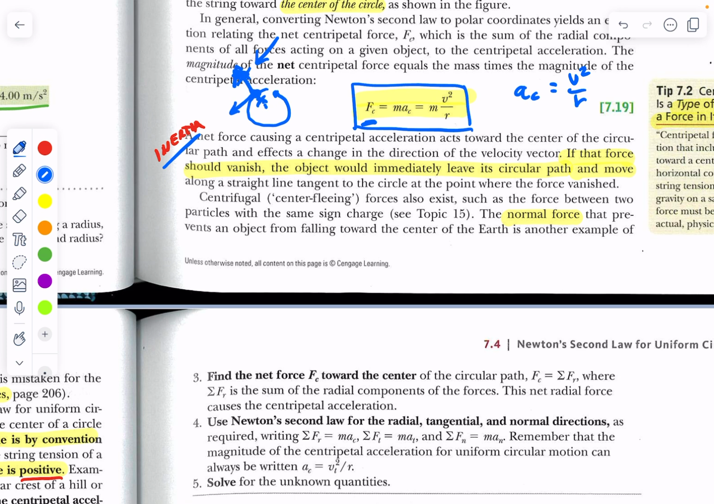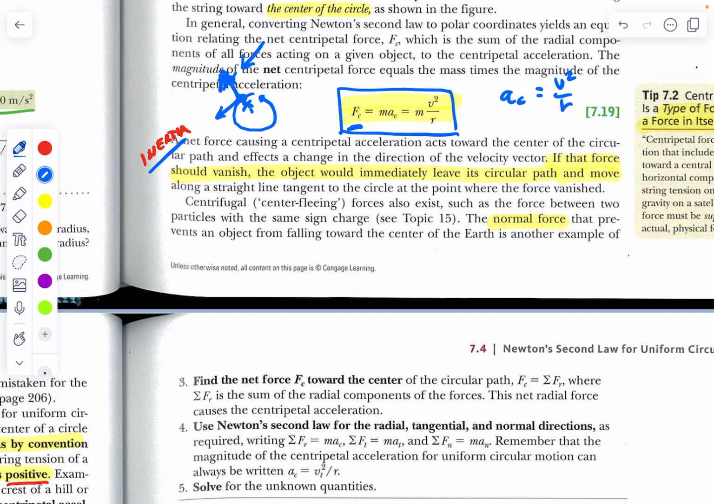If I have two particles, and they have the same sign, they're both positive particles, maybe both protons or both nuclei, or maybe negative particles, negative ions, or maybe they're electrons, they will repel each other. They will try to move in opposite directions from each other. And you can see we're not even talking about a circular path here. That could be called a centrifugal or center fleeing force, because the center would be the point in between those charges.